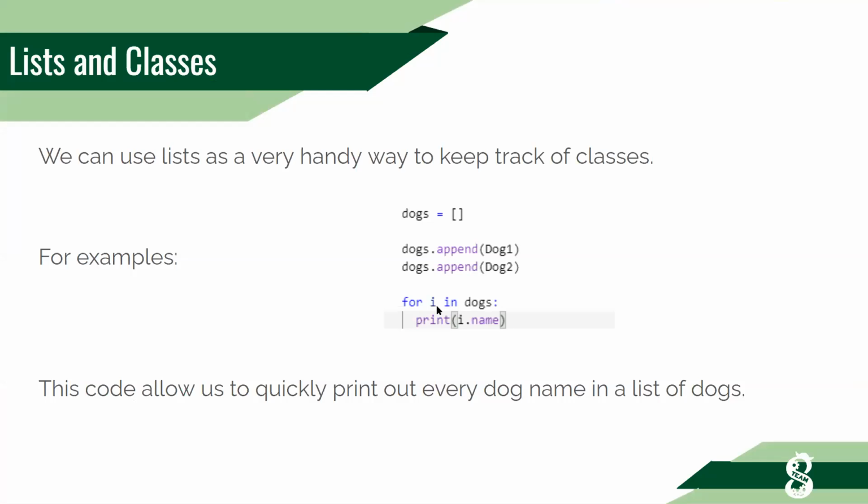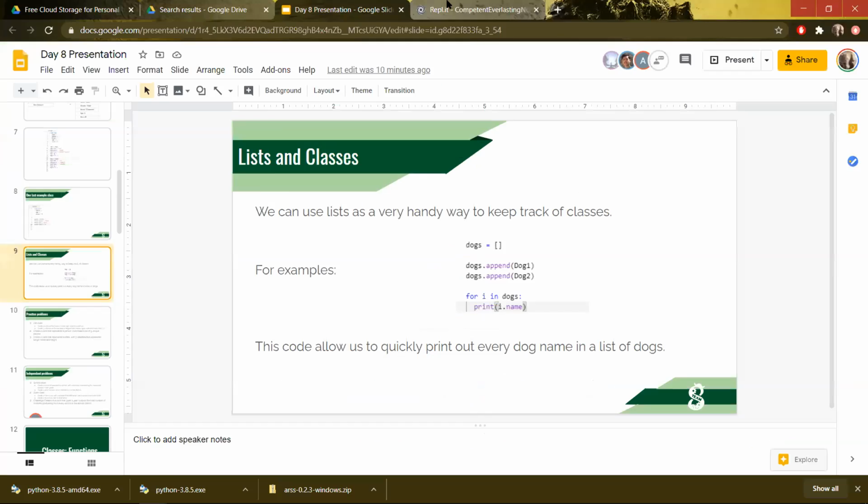First thing is dog1. Okay, so i equals dog1, print dog1.name, and it prints dog1's name. It goes, okay, next, i is the second thing in dogs. Oh, okay, that's dog2. Print dog2.name, and it prints out dog2's name. And so it goes on and goes through the entire list until it prints out every dog's name. So let's give an example of that.